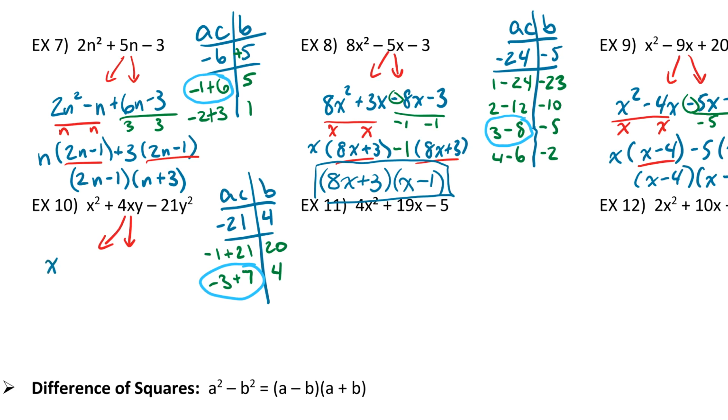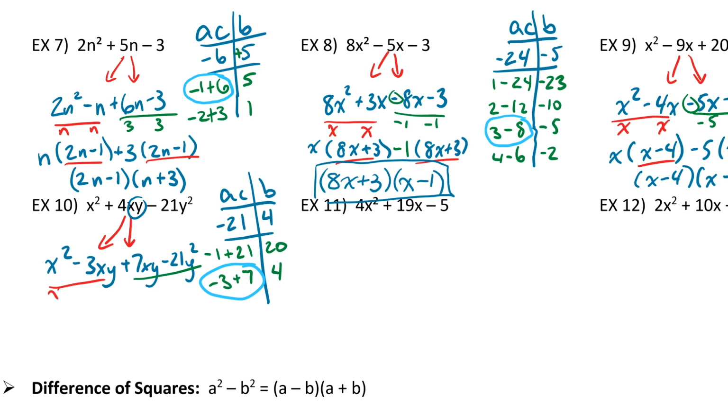So we're going to have x squared minus 3xy. Don't forget the xy because that's what we started with. Then plus 7xy minus 21y squared. Then we can go ahead and group it.